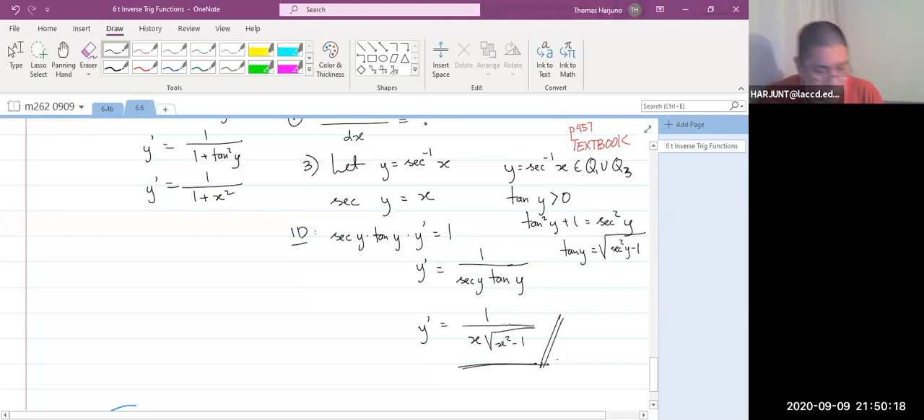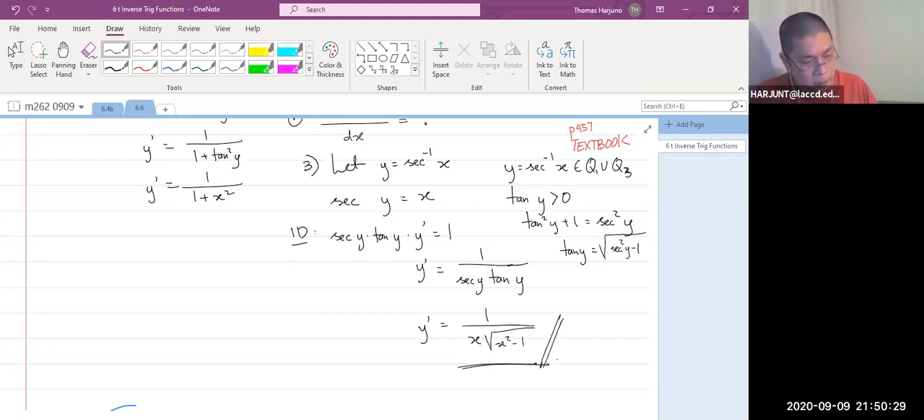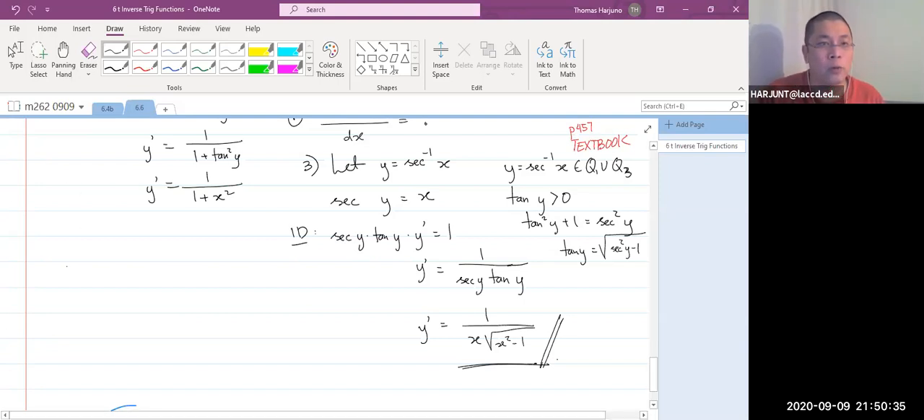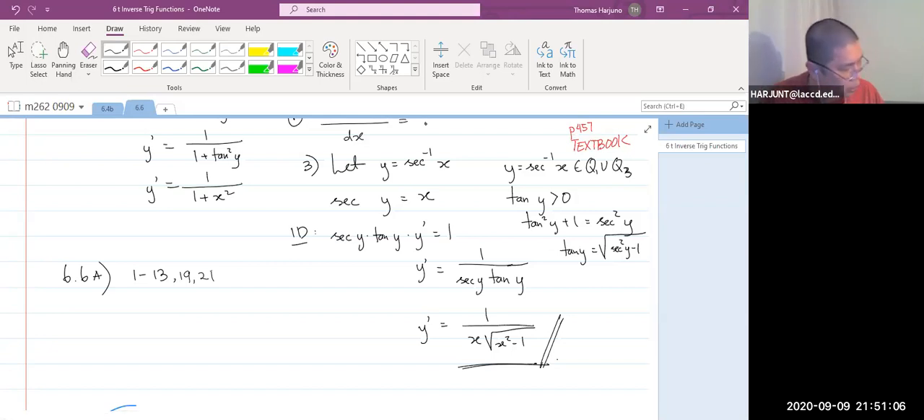Now I need you to memorize these three such that on Monday when we come back, we can focus on the derivative and integral. And then on Monday also, I will go on to 6.8. So suggested homework from here, 6.6a: number 1 to number 21. Do I want to do it that way? No, number 1 to number 13 is good enough. And try to think about number 19 and number 21. When we come back, we will work on number 23 and on. Okay, that's for today.